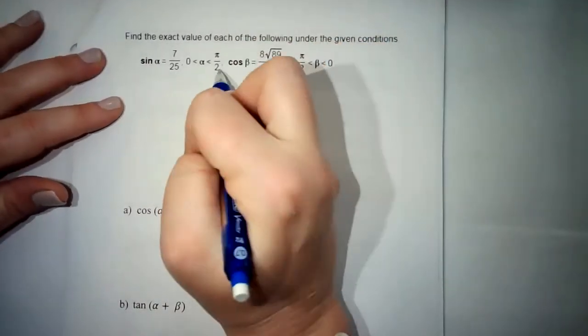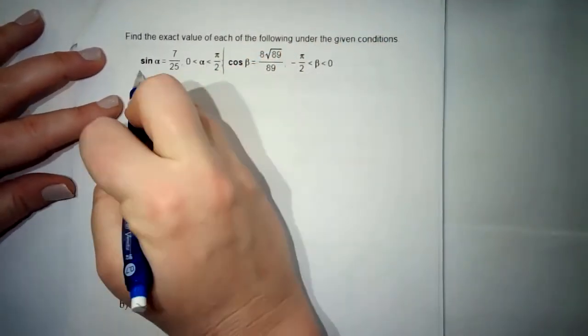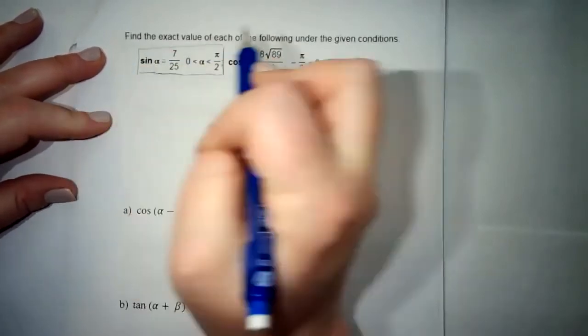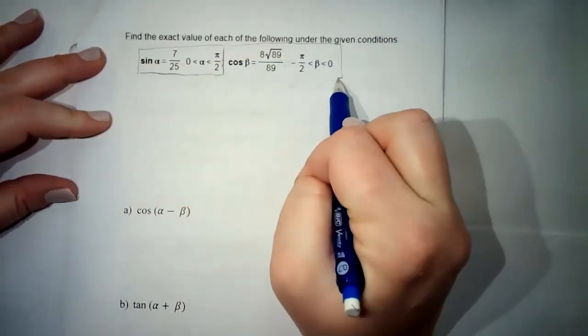Okay, so here's the deal. There's a little tiny semicolon here. So this is the information that goes here, and this is the information that goes here. It's two separate pieces of information. So don't get overloaded by thinking they all go together. Okay. All right. Now, here's what they're telling you.